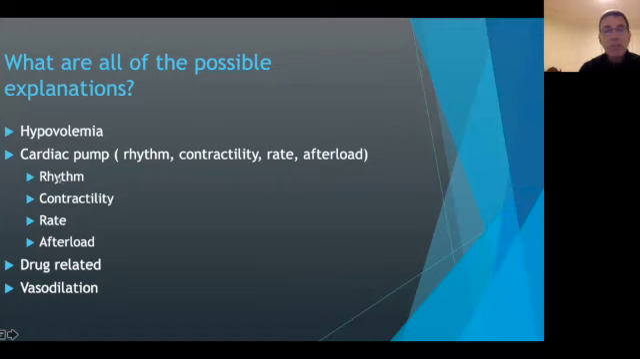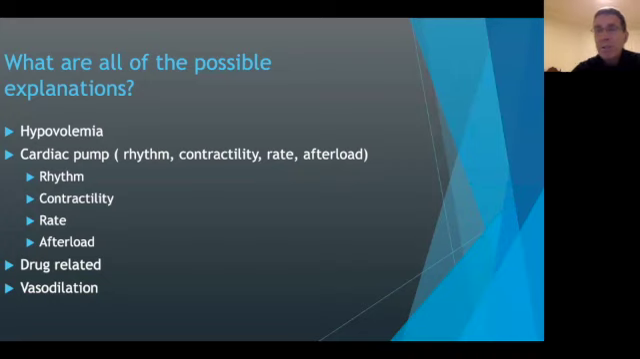These are the 4 areas that are involved in the cardiac pump. And preload should be on there as well. In our case, the hypovolemia is the preload. So what's going into the heart is low, and as a result, the mean arterial pressure is going to be down. But then you have to look at the cardiac pump function. You have to look at the rhythm, contractility, rate, and afterload. You could have somebody that has a really high afterload.